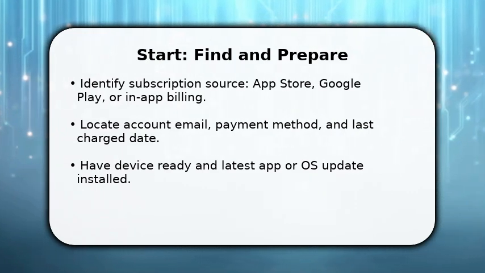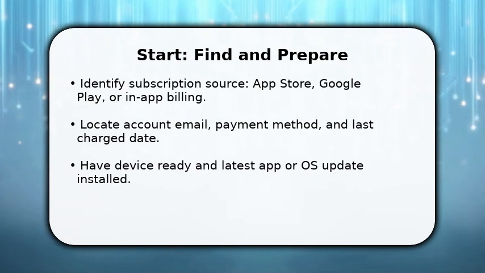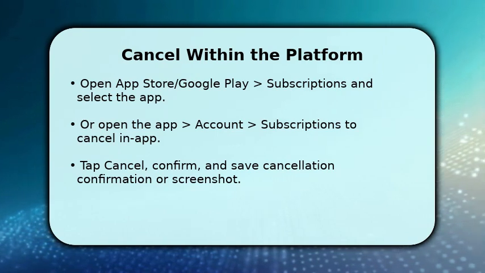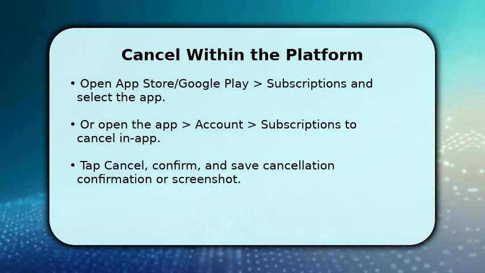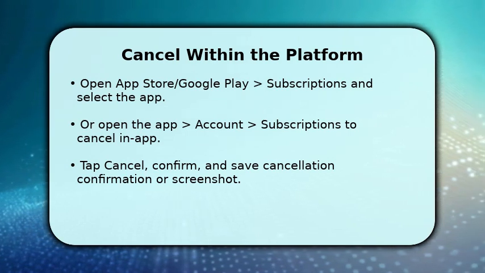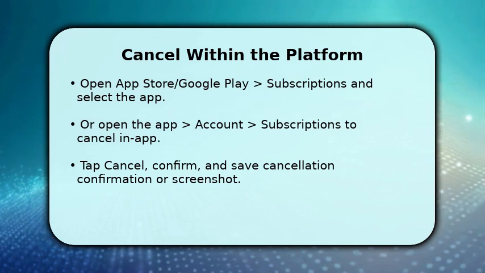Now proceed to the platform-specific cancellation path. Next, follow the cancellation steps for the platform you identified. If it's App Store or Google Play, go to Subscriptions, find the app, and tap Cancel, confirm when prompted. If the app manages billing, open its account or payment screen, locate your active plan, and cancel there. Some apps require a web portal.